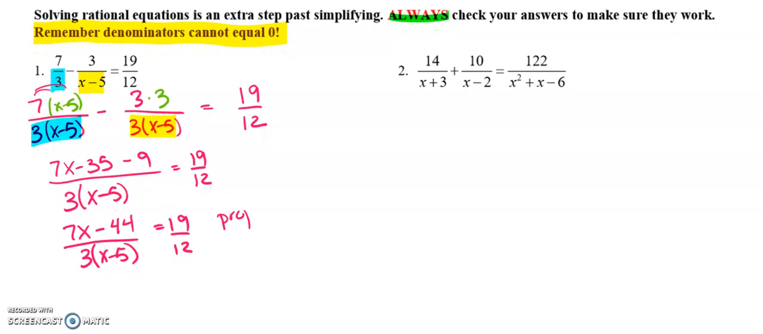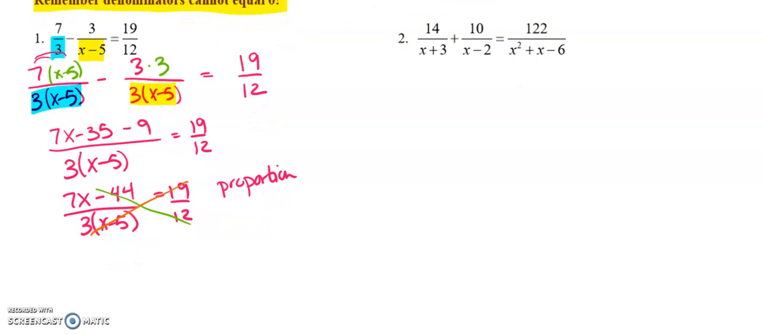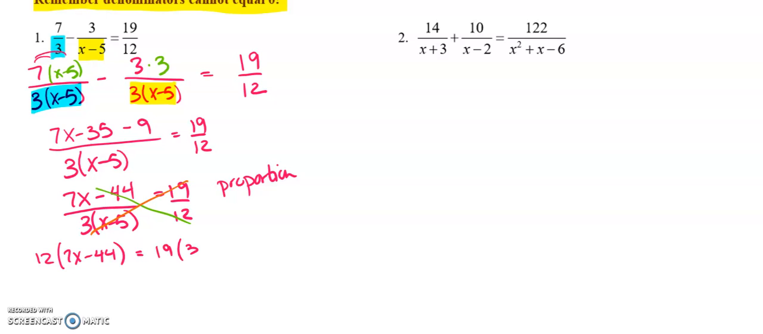This is a proportion. Okay, when you have 2 ratios or fractions equal to each other, we call that a proportion. And we're going to solve this with cross products. So I'm going to multiply on one diagonal equals multiply on the other diagonal. So what do we get? We get 12 times 7x minus 44 equals 19 times 3 times the quantity x minus 5. Distribute. Let's see, that gives us 84x minus, a little calculator help here, 44 times 12 is 528 equals, distribute here.